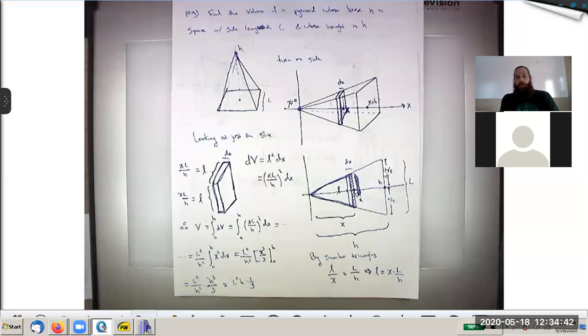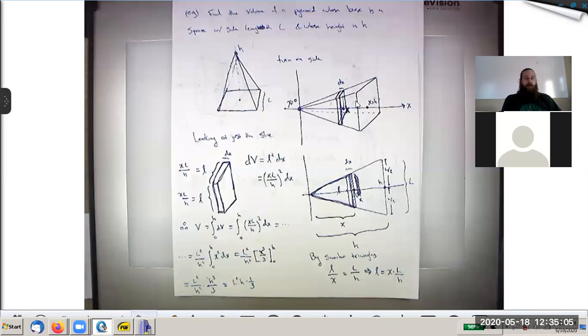All of our volume problems will actually be V equals the integral of dV. The difference between the methods is how you get the dV. So the slicing method is the most general in the sense that dV is going to be a slice of my solid, and I come up with the formula for dV however I can, usually using some sort of geometry argument.